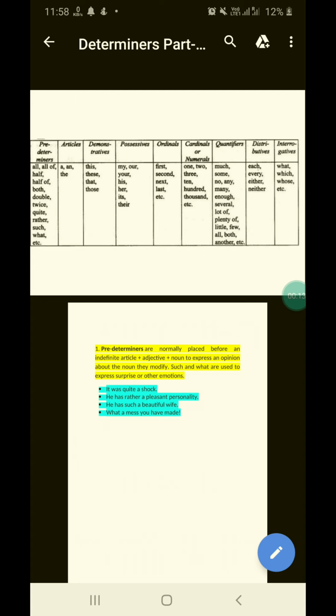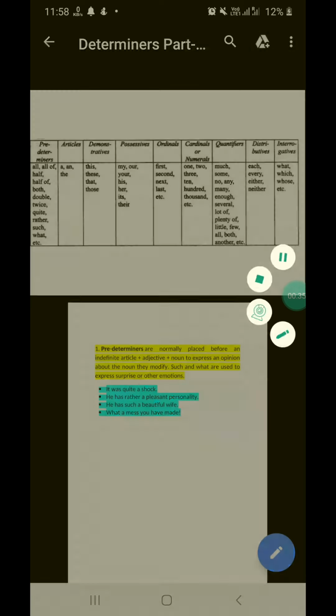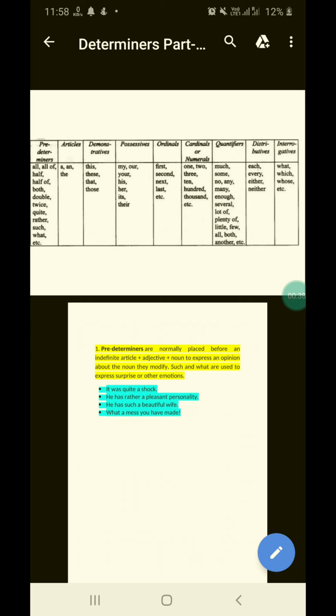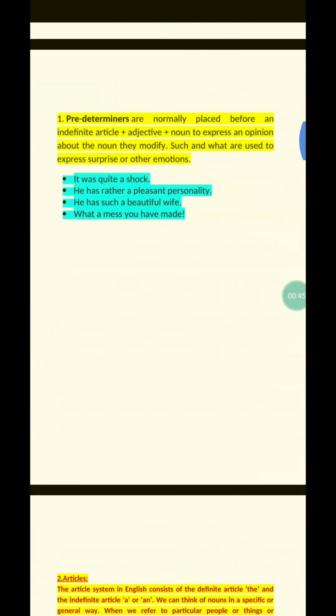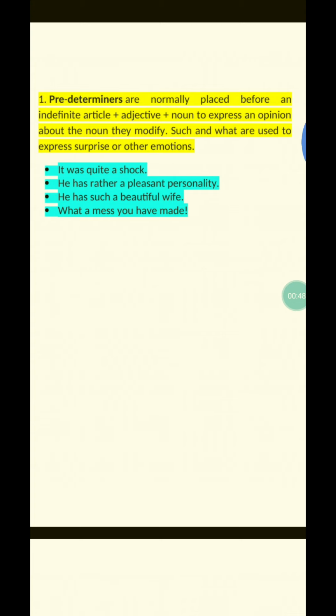In the previous class, we had discussed the definition of determiners, predeterminers, and various kinds of determiners. In this class, we are going to discuss the various uses of the different kinds of determiners which we had dealt with in the previous lesson. In the previous lesson, children, we had dealt with predeterminers, articles, demonstratives, possessives, ordinals, cardinals, quantifiers, distributives, and interrogatives. So let us focus on the very first part, that is predeterminers.